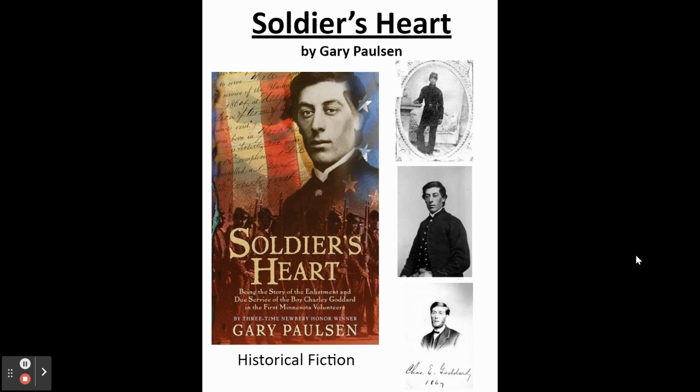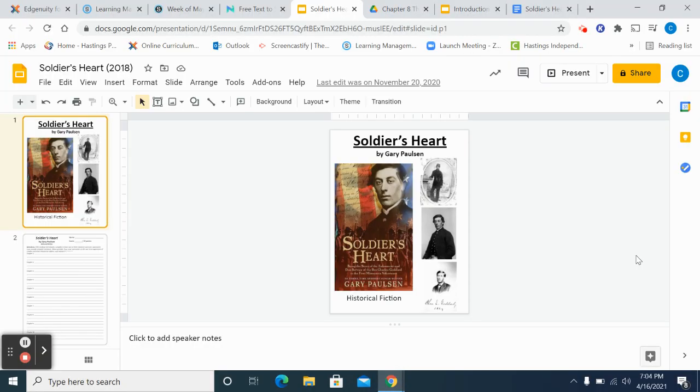So it is based off of historical, true information, but it's also fiction because Gary Paulsen, the author, elaborates a little bit and goes off into different directions that don't necessarily make this 100% historical nonfiction or the truth. So he does elaborate in some parts of the book, but nonetheless, it does really capture what Charlie Goddard went through, not only before the Civil War, but after the Civil War as well, and gives you a perspective of what occurred while he himself was off fighting in the 1st Minnesota Volunteers during the Civil War.